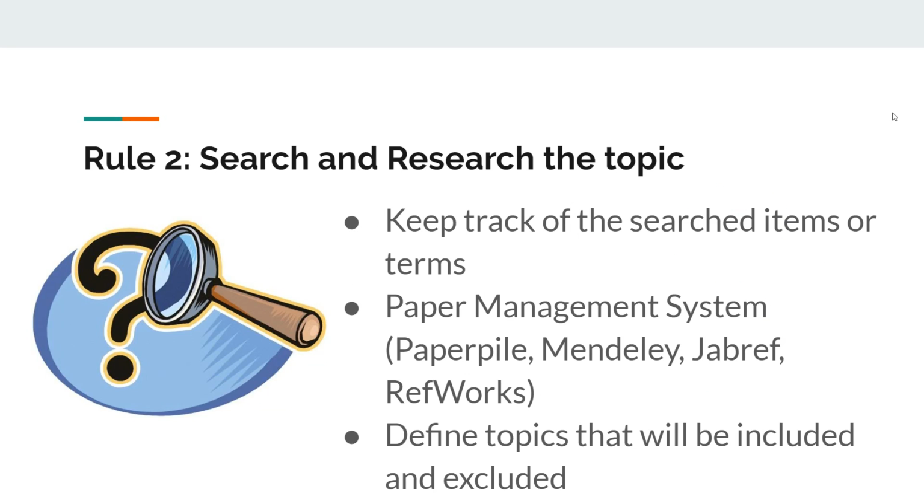The second rule that they always talk about is to search and research a topic. So I'm going through and having some kind of paper management system. If you're not so familiar with that, I would definitely recommend figuring out what works for you. Everyone has something different. The whole idea is that you are keeping track of the articles you're collecting, just like you may have had to do for references in past papers. Having a paper management system already in place is really significant.